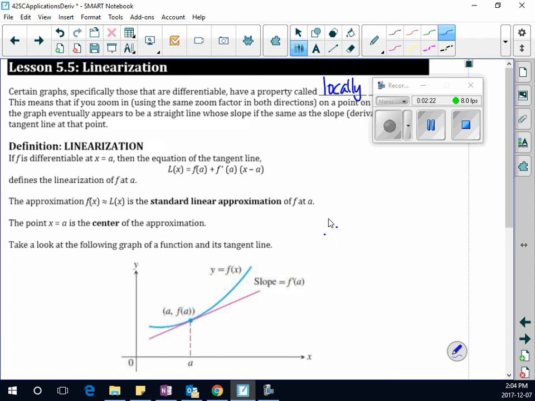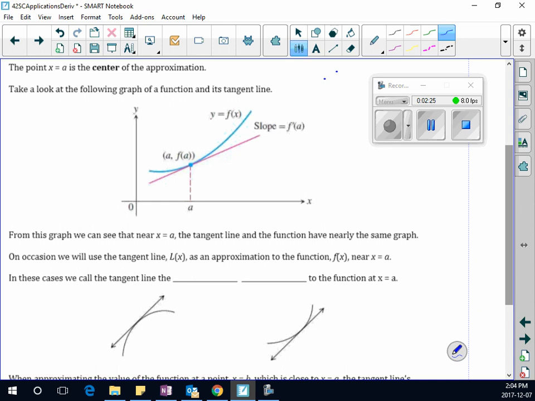So if we take a look at that, does everybody see if I focus in at the point a, right in that little spot, the blue curve looks pretty much the same slope as the red line. So from this graph, we can see that near x equals a, the tangent line and the function have nearly the same graph. On occasion, we use the tangent line L of x as an approximation to a function near x equals a. In these cases, we call the tangent line the linear approximation to the function at x equals a.